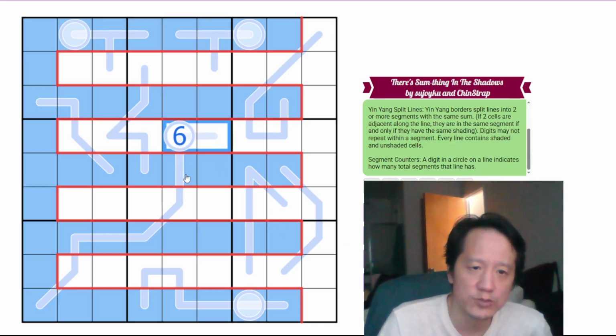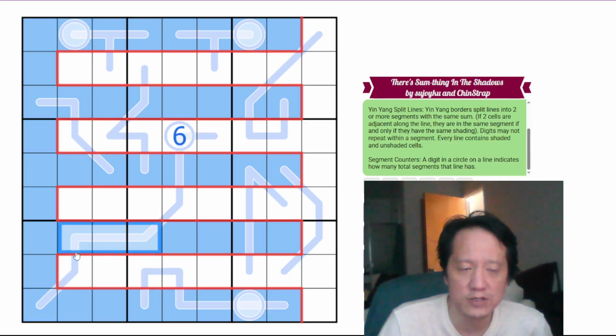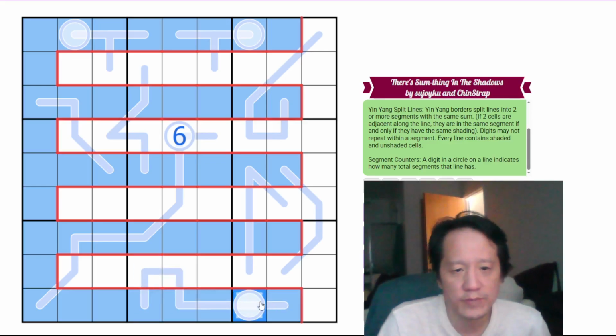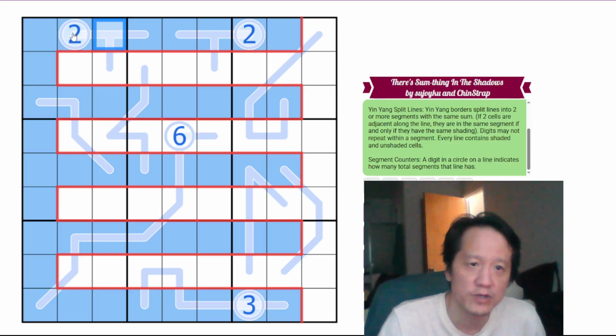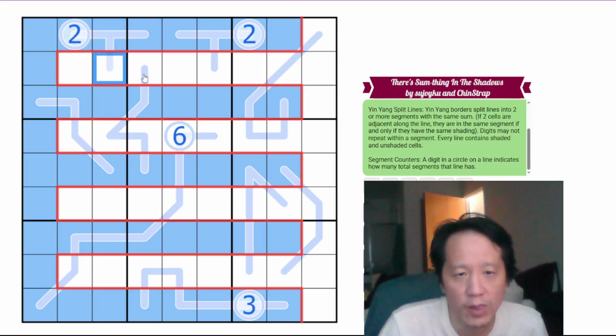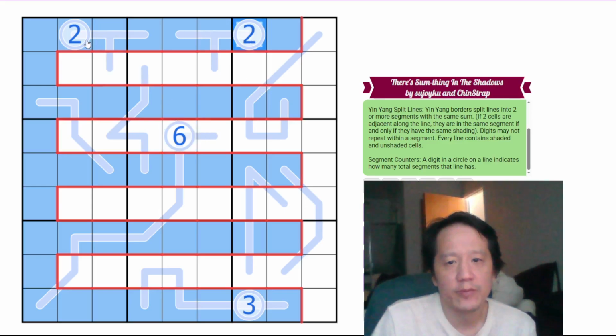Because this is a segment which would equal the sum of this, which is equal to the sum of these three, which would equal the sum of that. Obviously, it doesn't quite work that way. That's not exactly correct, but this would be 1, 2, and 3. So this would be 3, and this would be 1 and 2, so that would be 2. But this would also be 2, because this would be one segment here and one segment here. So these circles basically indicate how many total segments the line has.